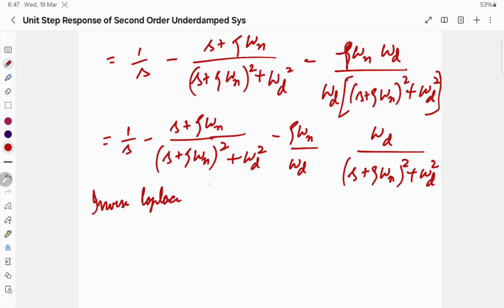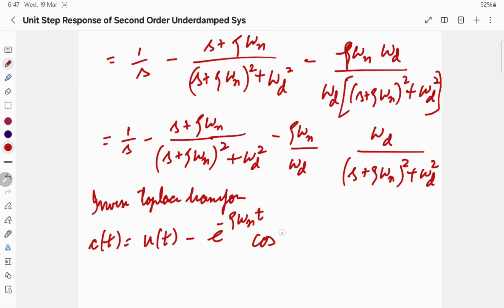Inverse Laplace transform. Okay, so you get C of t as 1 by s is u of t, minus (s plus zeta omega n), that is s plus a format, so e power minus zeta omega n t cos omega d t, minus zeta omega n by omega d. This is for the third term, it is e power minus zeta omega n t sin omega d t.